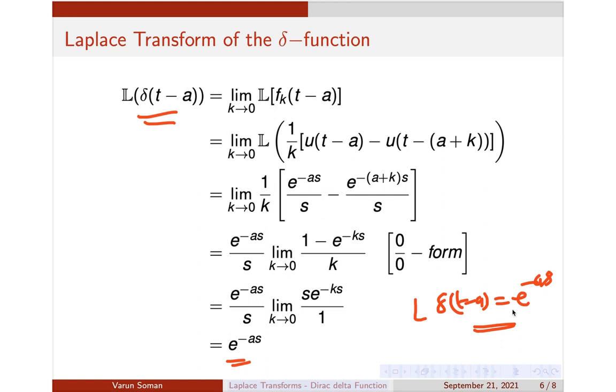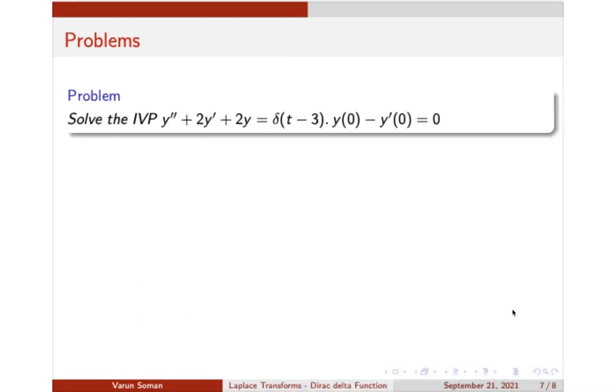Now let us try to solve problems containing this Dirac delta function. Nothing new is there. We can use all the earlier properties plus this new property of the Laplace transform. Only that much is there. For example, you will be given problems like this. Nothing more is there from this section.